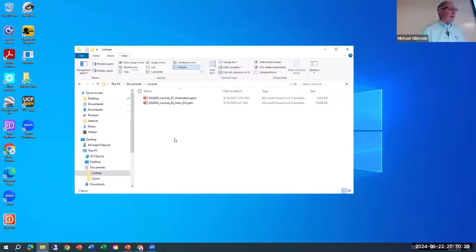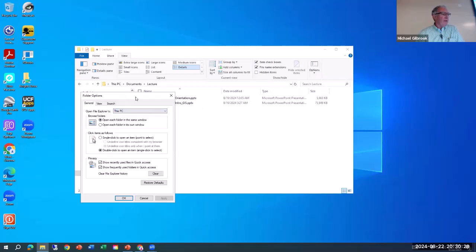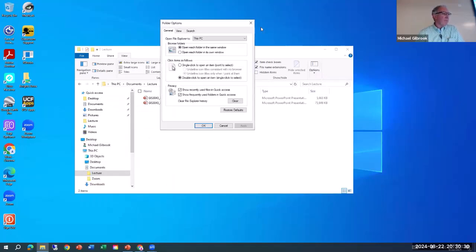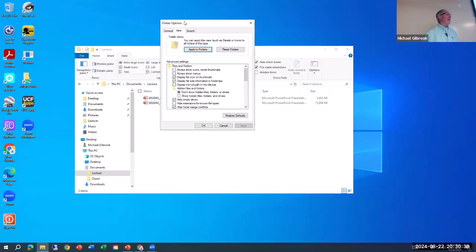Okay. Lastly, we want to go over to where it says options and click down the options and go to the change folder and search options. And this box pops up. Click on the view tab in that dialog box. This is, by the way, called a dialog box because it's sort of having a discussion with you. You're having a dialogue with the computer, hence the name, dialog box.